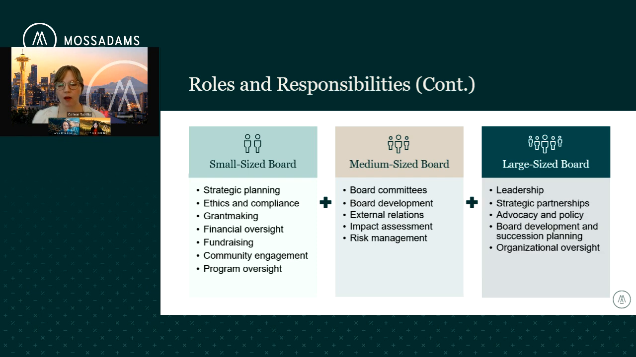And if you are a large size board, I, for the last 2 years, was the chair of a 27-member board. So I lived this world, and it can be pretty challenging to make sure people are engaged, but also make sure that we're putting people to work in the right way. And so there's a real focus on what board leadership looks like. You have to have a strong executive committee. You have to have strong board development in order to keep people engaged.